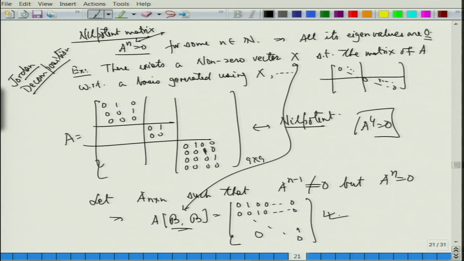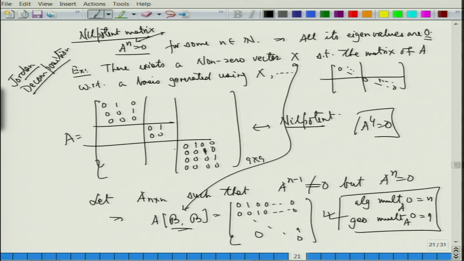You can do it yourself, you can try to prove it yourself. Fine, so I will not get into that part, but you can do it. And here in this case you can see that the algebraic multiplicity of 0 as an eigenvalue of A is n, but if you look at the geometric multiplicity of 0 here, this will be just 1. All right.